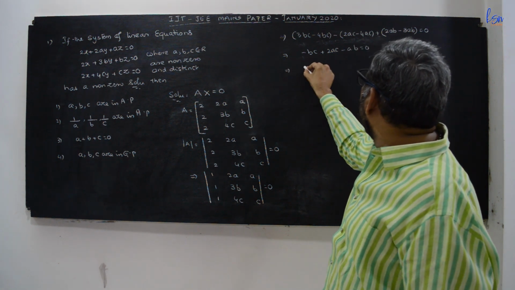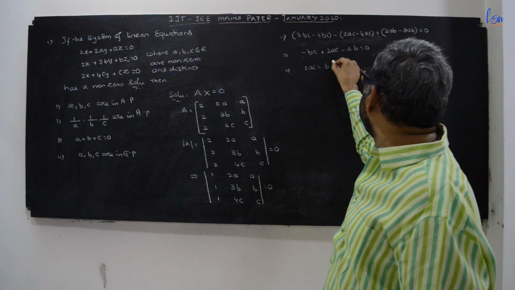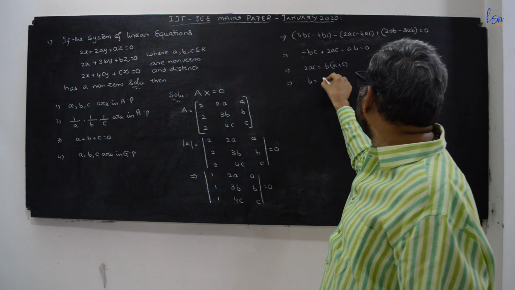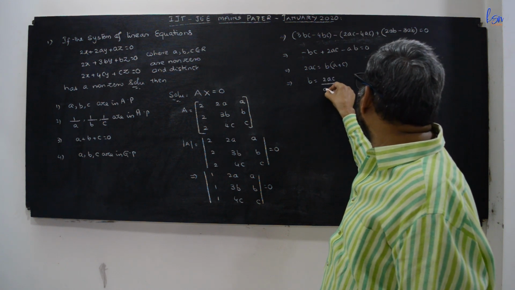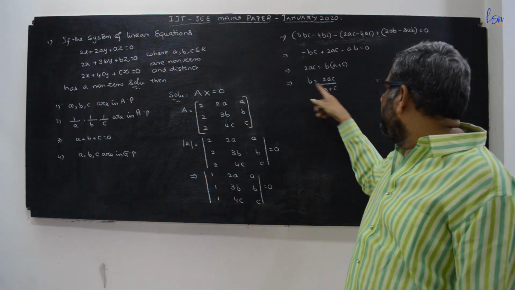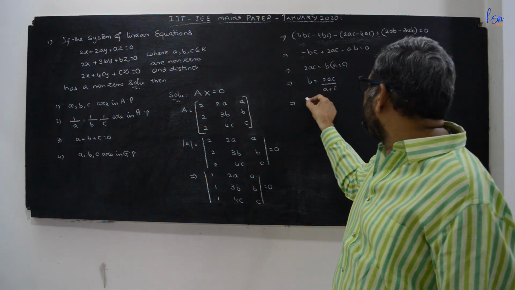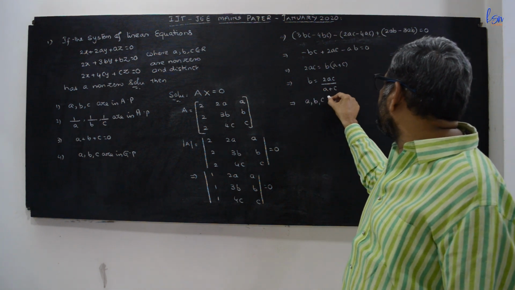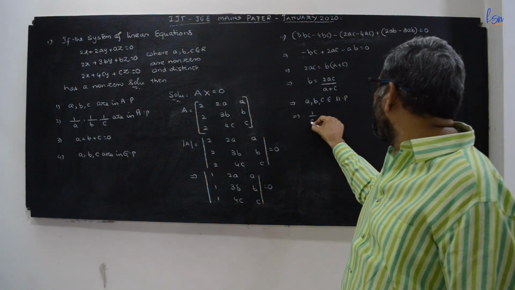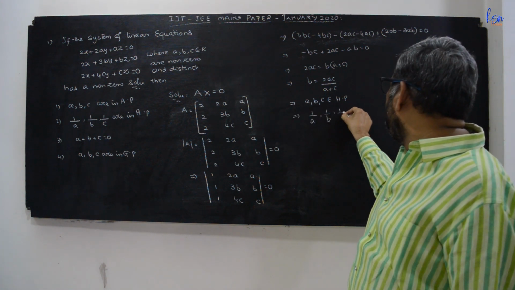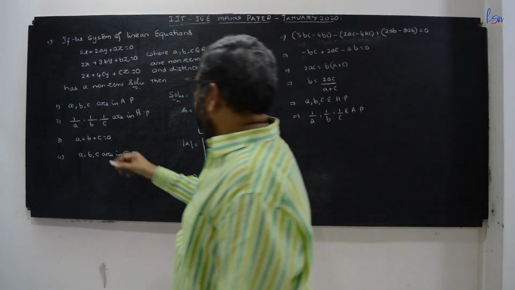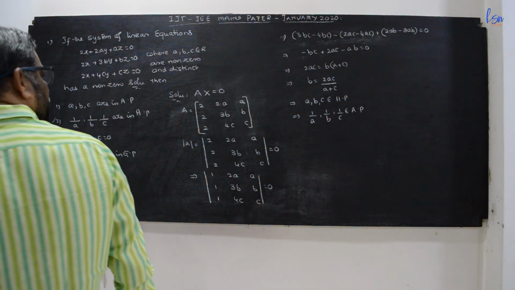It can be written as 2ac = b(a + c), which implies b = 2ac/(a + c). Whenever b = 2ac/(a + c), a, b, c are in HP, which implies 1/a, 1/b, 1/c are in AP. So the second option is the solution.